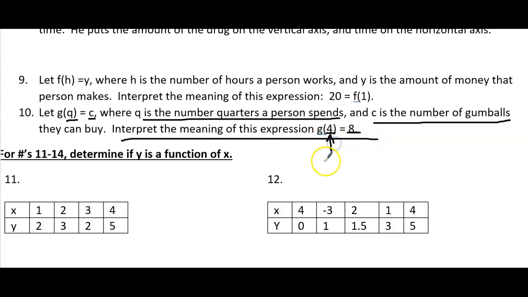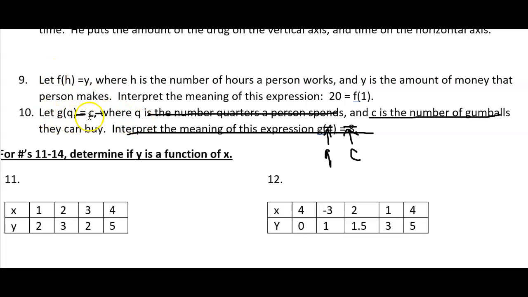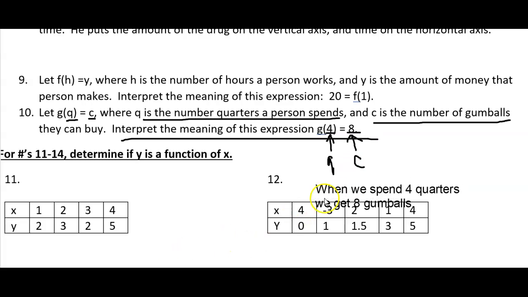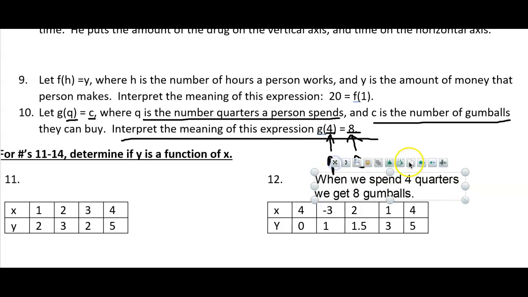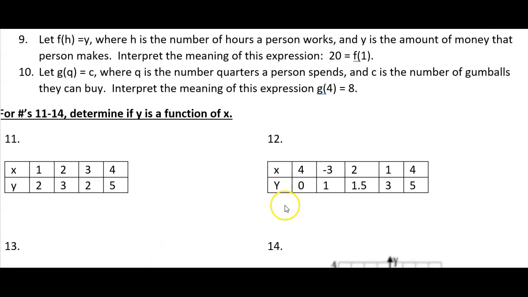4 is the number in parentheses, so those are quarters. I'll put Q for quarters. And this is gumballs, so I'll put C for gumballs. Why did I put C? Because there's a C for that. So the interpretation would be when we spend 4 quarters, we get 8 gumballs. So that would be the interpretation there. So you have to know which variable's on the inside, which variable's on the outside, so you know what each of these numbers represents. All right, let's go down to number 12.